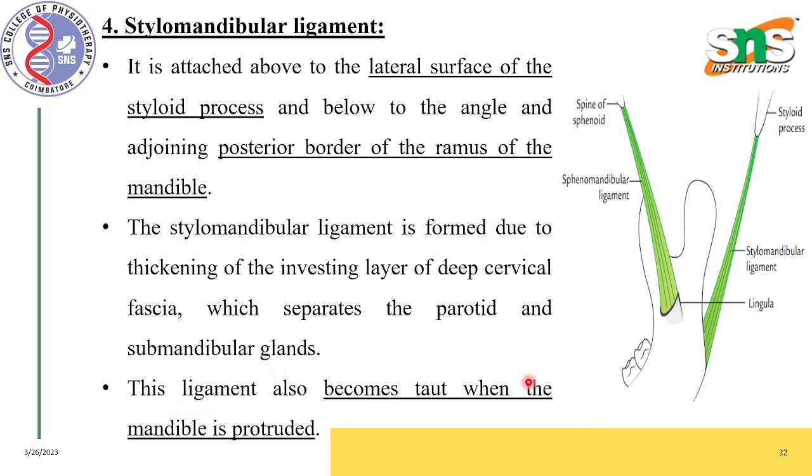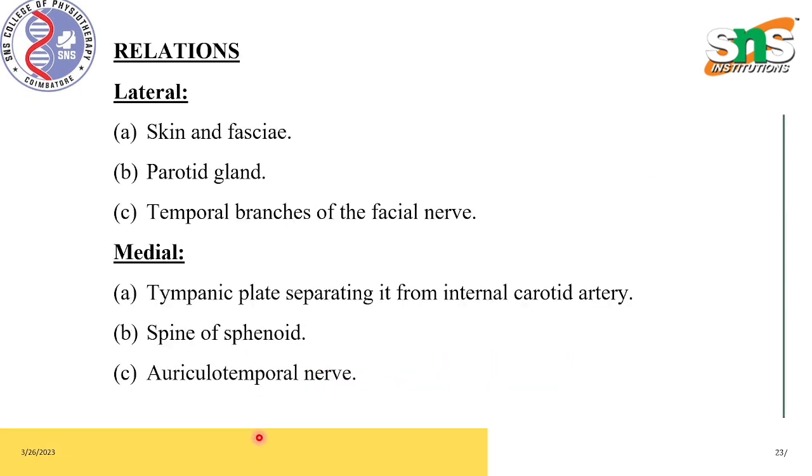These ligaments also become taut when the mandible is protruded. So similar to your sphenomandibular ligament, the stylomandibular ligament will also get tight during mandibular protrusion. Coming to the relations, laterally the stylomandibular ligament is related with your skin and fascia, parotid gland, and temporal branch of the facial nerve.